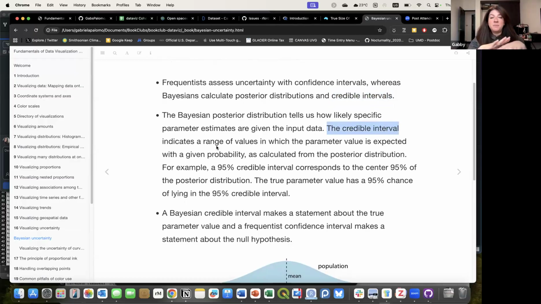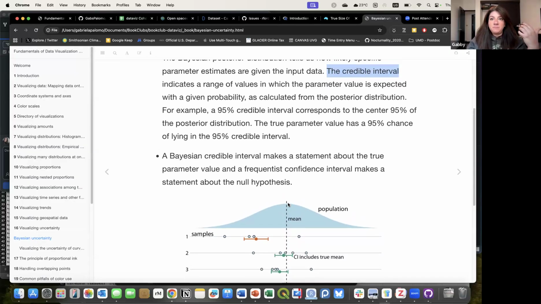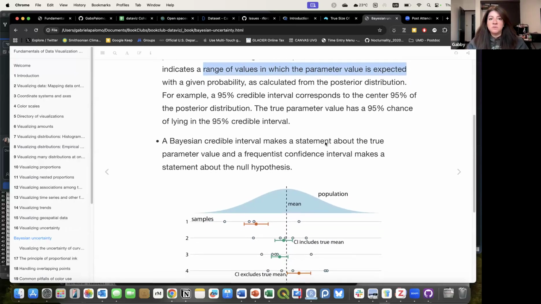So that means that we have the posterior distribution. So we are going to have a distribution for the mean. Let's say, instead of having like the mean is 50, we're going to have a distribution of values representing that mean. That's going to be our posterior. And then we're going to calculate a credible interval, which is going to be the range of values in which that parameter, that population mean, sorry, is going to be expected given a probability, which can be 95%, 80%, 99%, whichever we want to use.